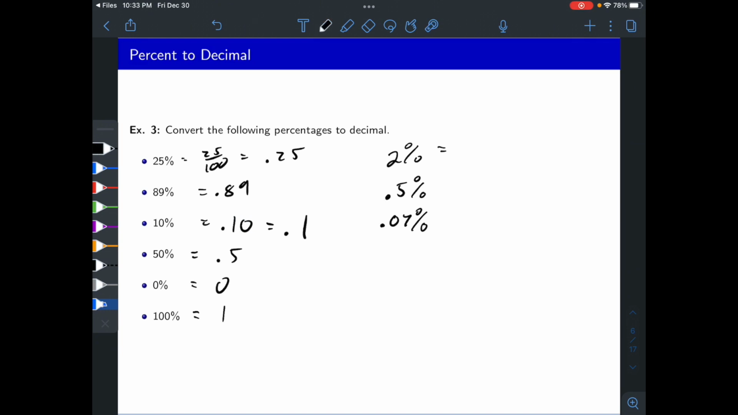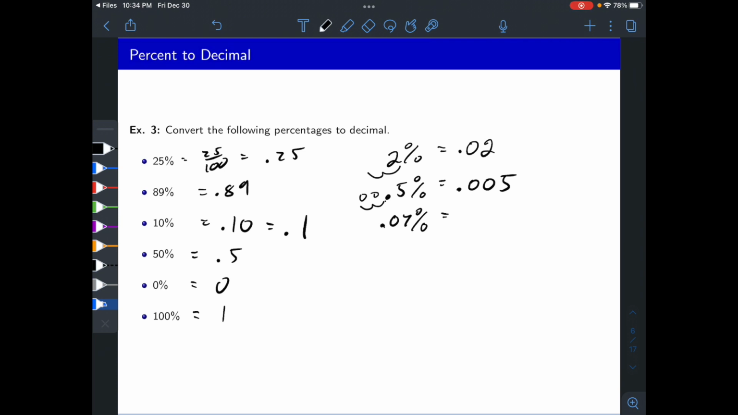With 2%, you have to move the decimal left 2 places, and if you do that, then you get 0.02. With 0.5%, again, you go left 2 places, and if you go left 2 places, there's going to be 2 zeros after the decimal, so 0.005.